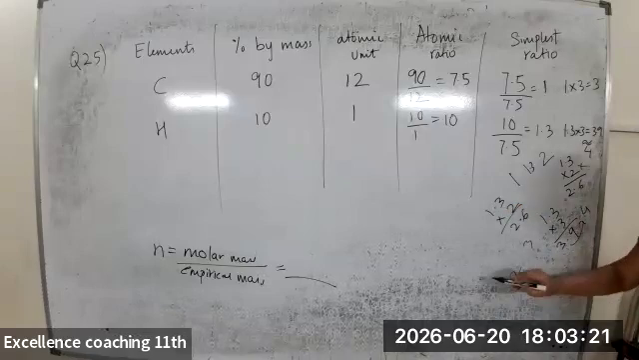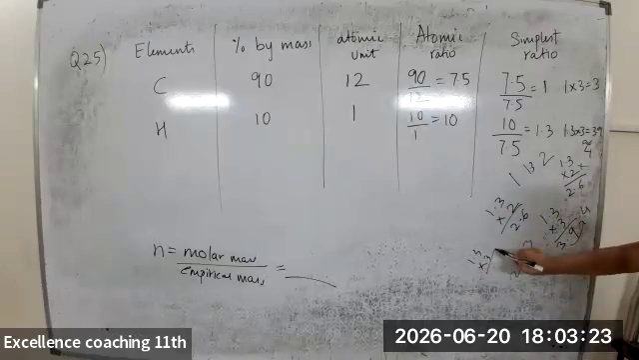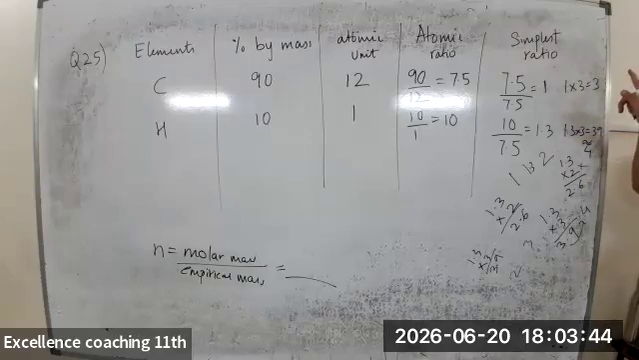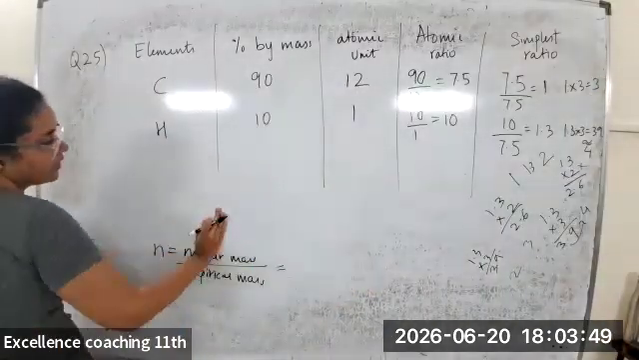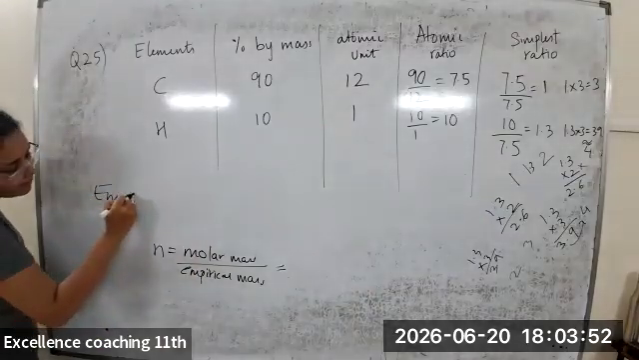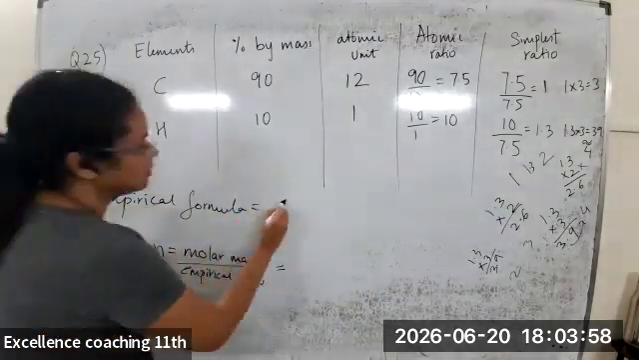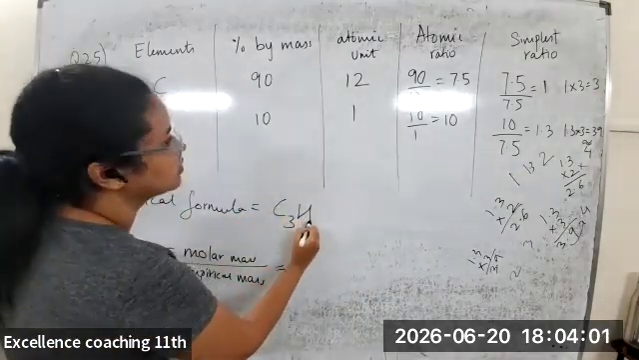So try with the next whole number, 3. 1.3 into 3 is how much? 3.9, right? 3.9 is close to 4, so we say it is equivalent to 4. Since we multiplied 1.3 by 3 here, we also multiply by 3, the same number, on top, by 1. 1 into 3 will give you 3. So my empirical formula will be C3H4.